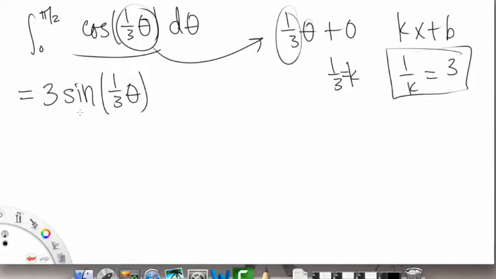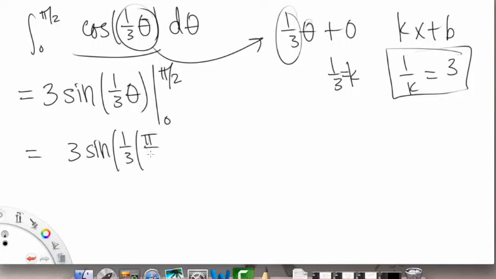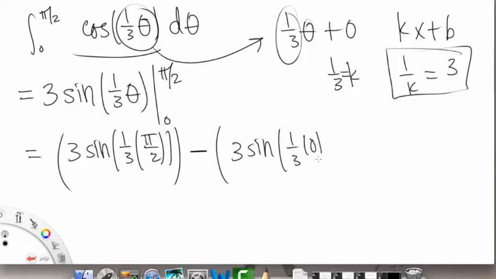All right, and now we're going to put in our limits of integration, 0 to pi over 2. Okay, so now let's just evaluate. We have 3 times sine of 1 over 3 times pi over 2. That's when we plug in pi over 2, and then we subtract when we plug in a 0. So that'll be 3 times sine of 1 over 3 times 0, which just ends up being a 0 inside. So sine of 0.